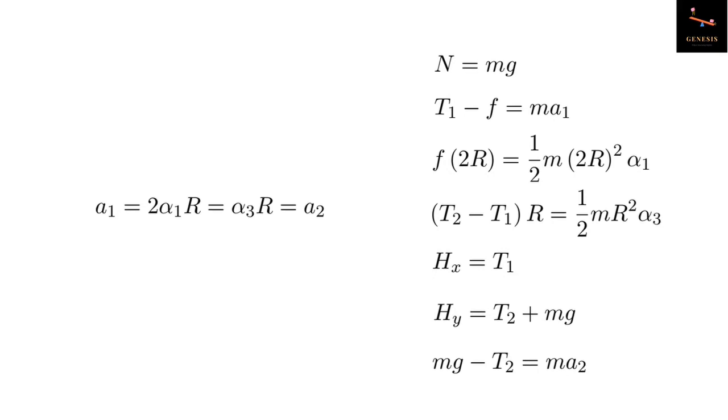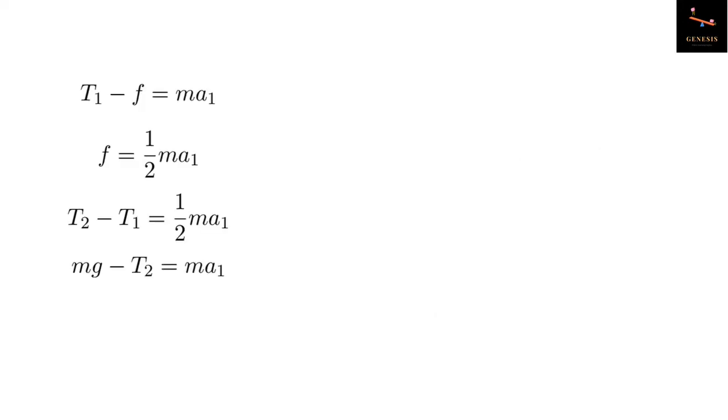Now we can combine the constraint equations and we can see that a1 is equal to 2 alpha 1r is equal to alpha 3r is equal to a2. We just combine them into one single equation. Now manipulating the dynamic equations with these constraints, I leave it up to you to show that you will get this set of equations: T minus f1 is ma1, f is equal to half ma1, T2 minus T1 is half ma1, and mg minus T2 is m into 2a1.